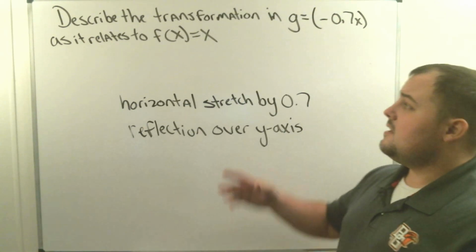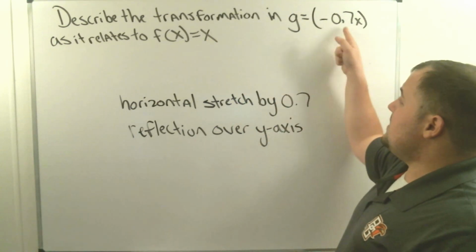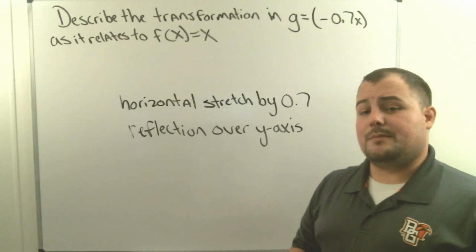And it's two types because I started with x, and now I have two different things happening. I have the 7 and the negative. So that's what we're going to be doing.